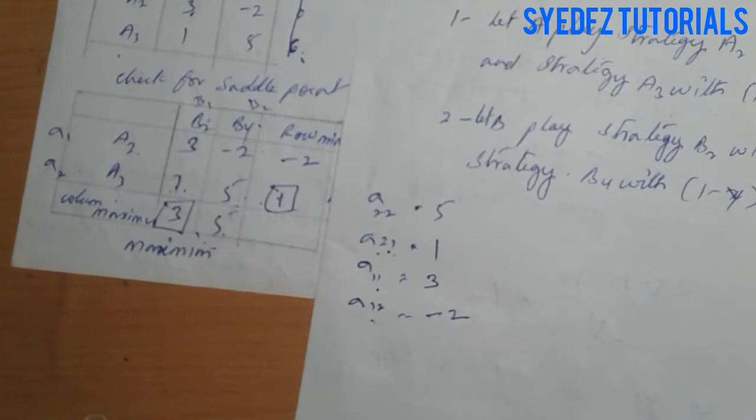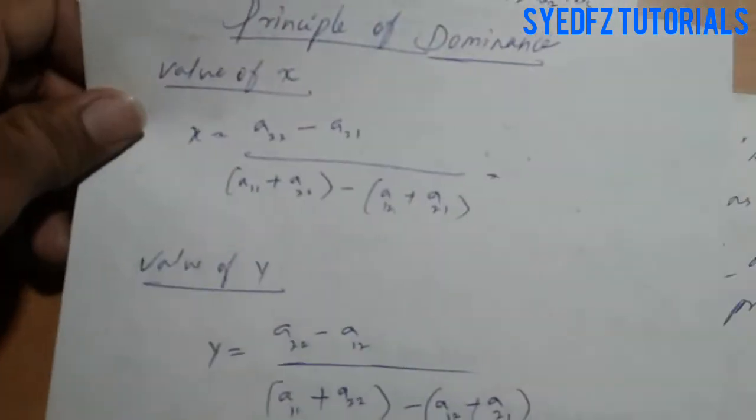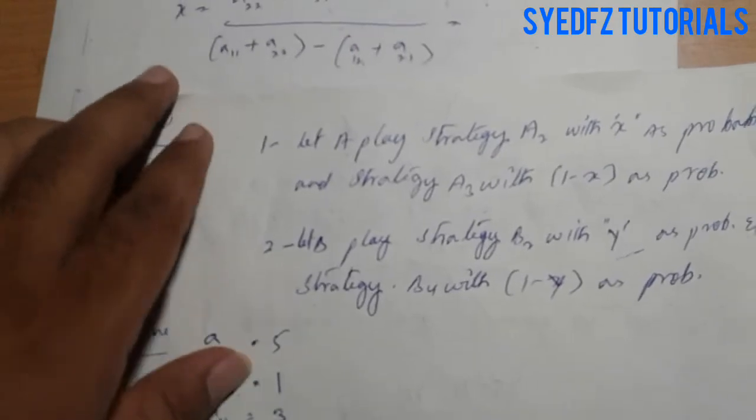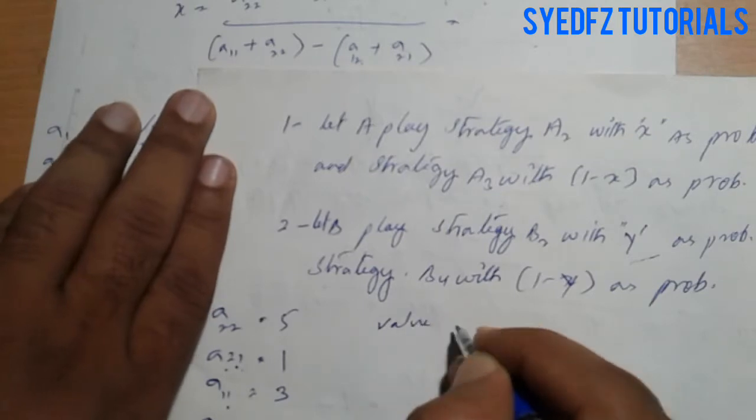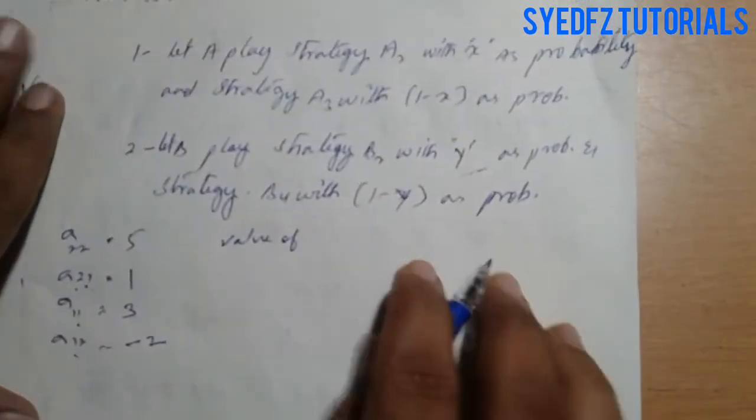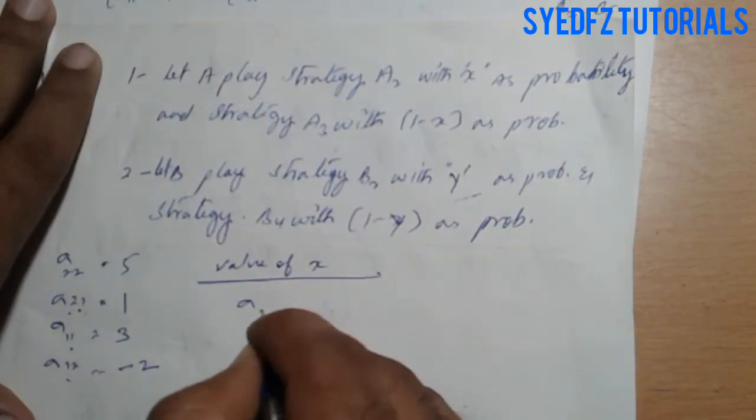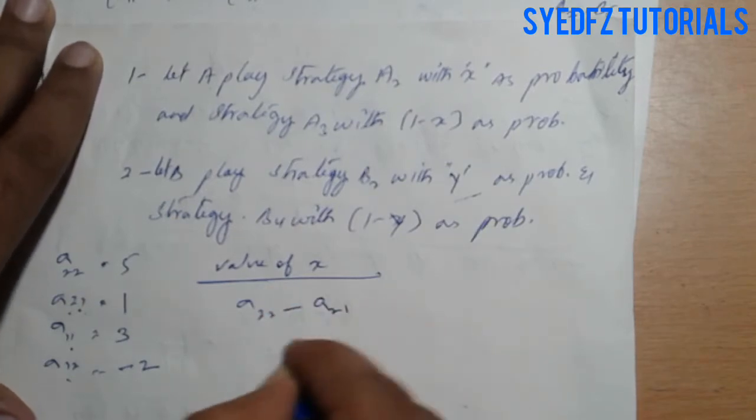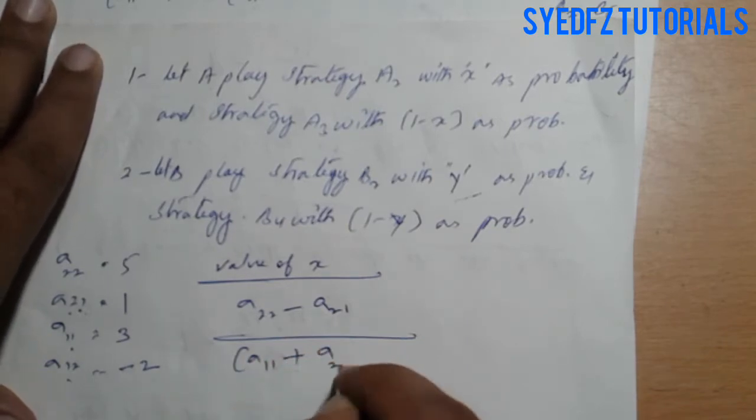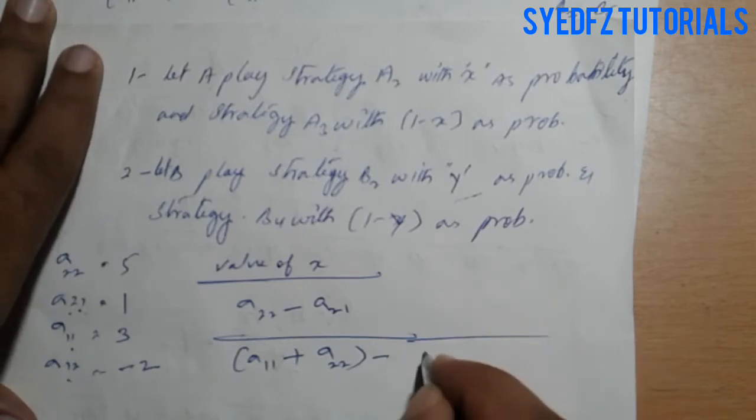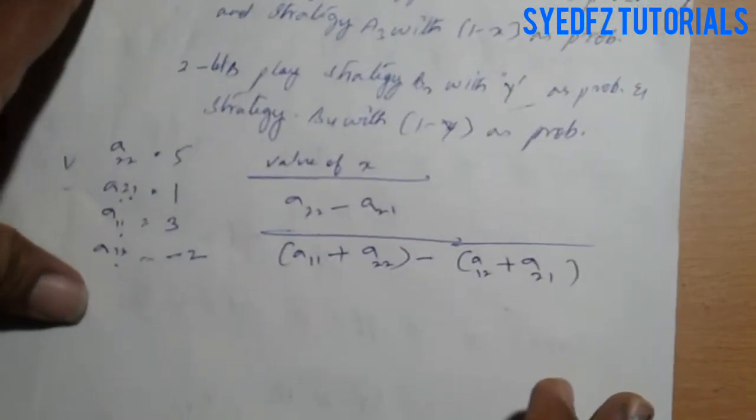This is how we have to check, and now we have to insert into the formula the value of x. This is the formula for the value of x. First write this formula: x equals A22 minus A21 divided by A11 plus A22 minus A12 plus A21. Insert these values.